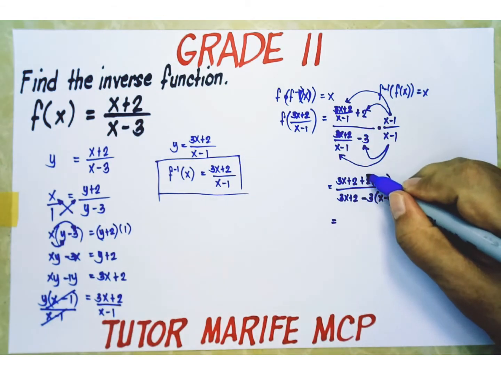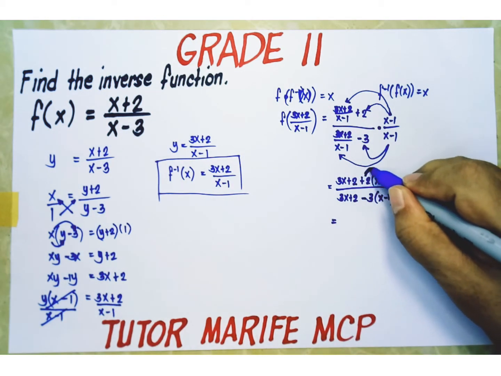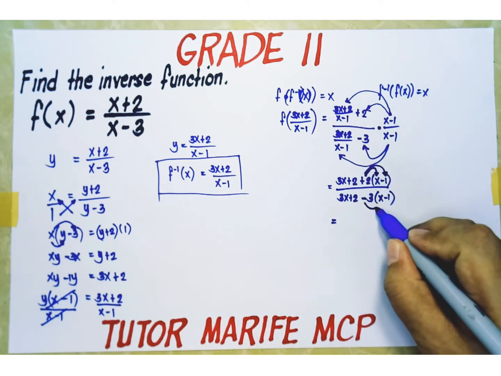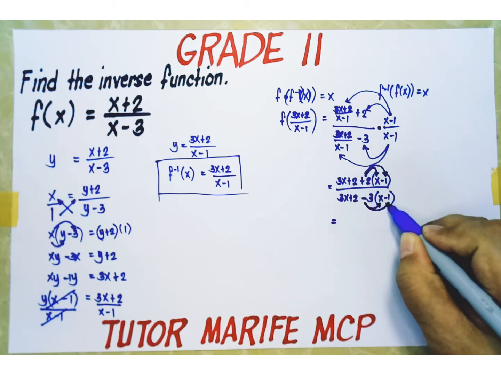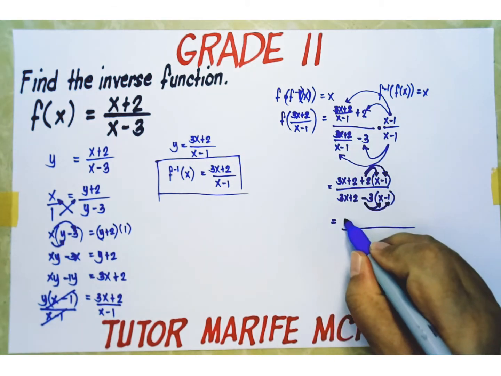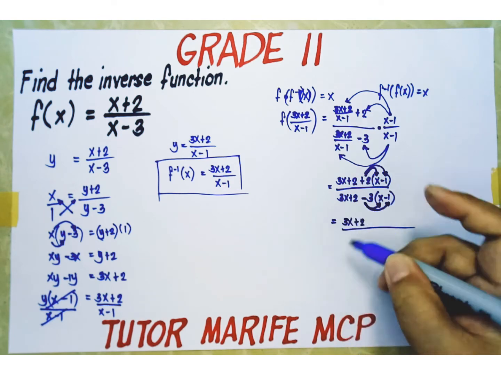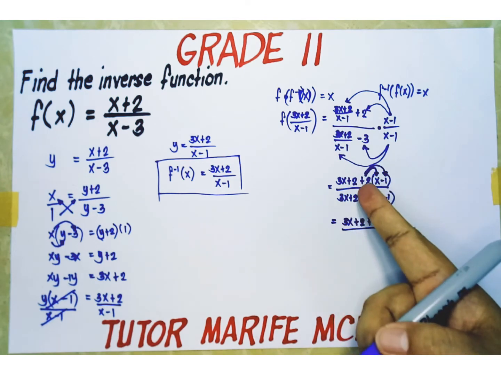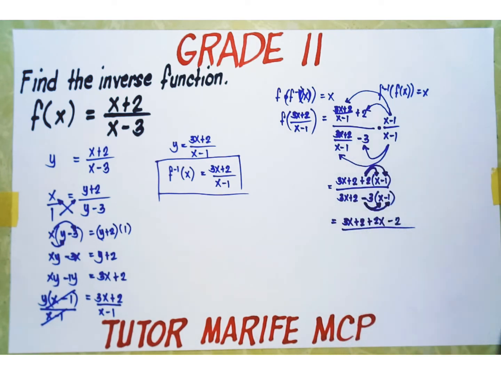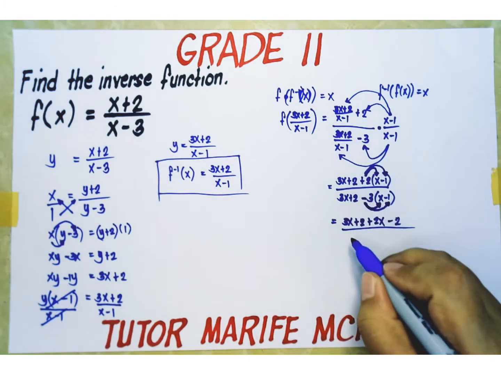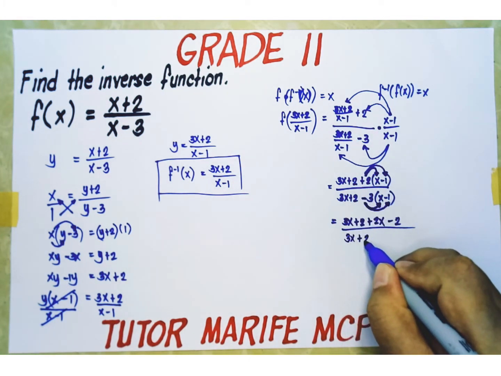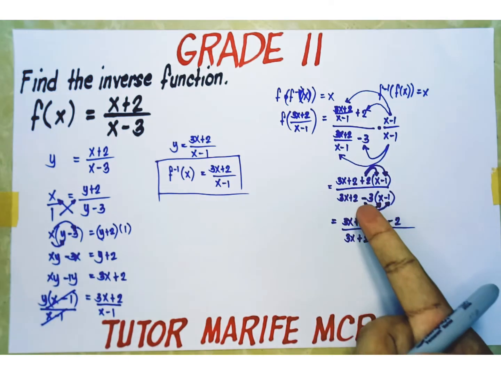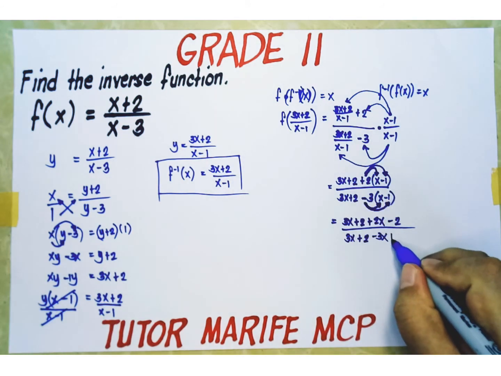So we distribute positive 2 to each of the terms inside the parentheses. We also distribute negative 3 to each of the terms inside the parentheses. So we have 3x plus 2, positive 2 times x is positive 2x. Positive 2 times negative 1 is negative 2. 3x plus 2. Negative 3 times x is negative 3x. Negative 3 times negative 1 is positive 3.